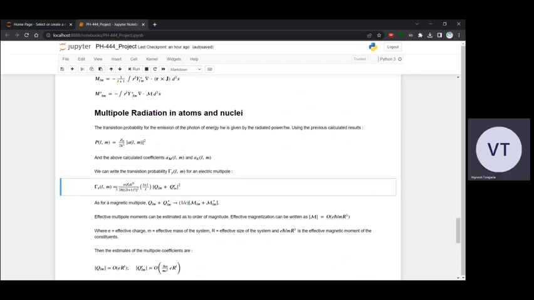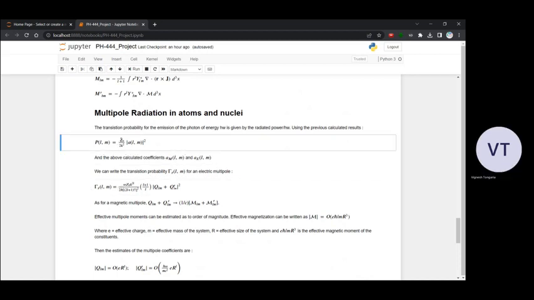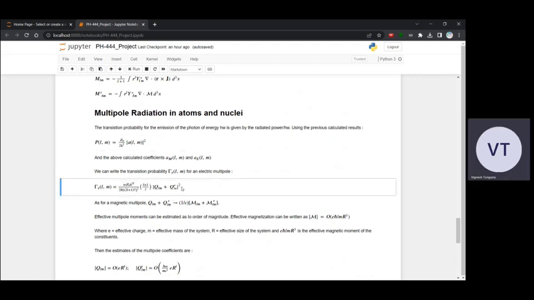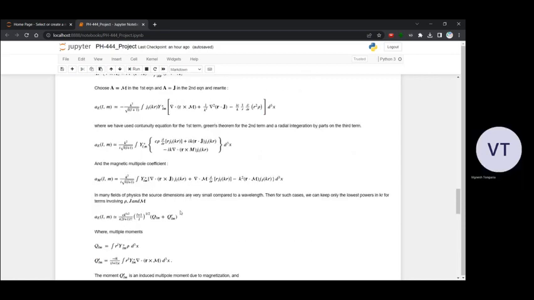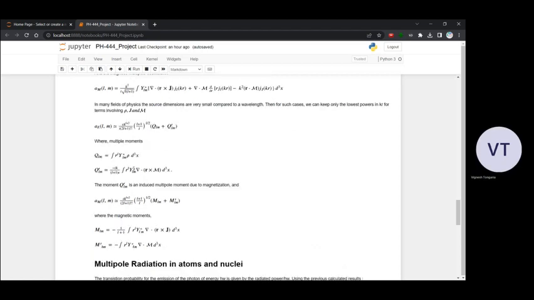So this transmission probability can be written as this power divided by the power h nu, and we write it in this form where we have taken Q_LM plus Q_LM prime to be equal to 1 by C times V_M L_M plus M_LM prime. You can see it from here that this Q_LM, when you add these two terms, will give you 1 by C times these Q_LM terms.